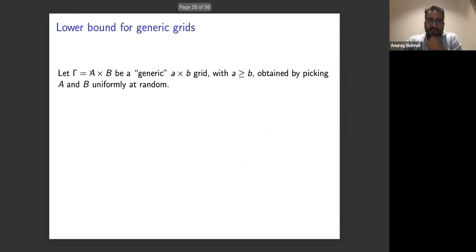Okay, so using this, let me show you the result that I claimed. Say A cross B is a generic grid, so just by picking points randomly, and let's say it looks like this. What does it mean for a grid to be generic? So let's say this is a 4x3 grid.